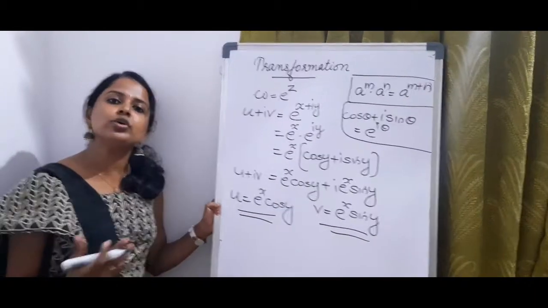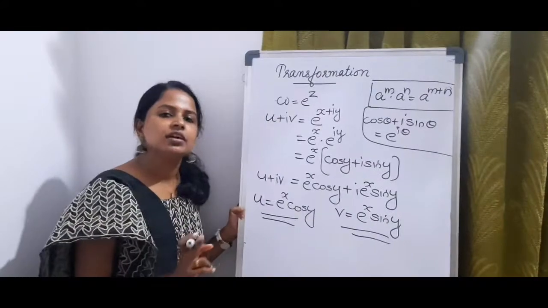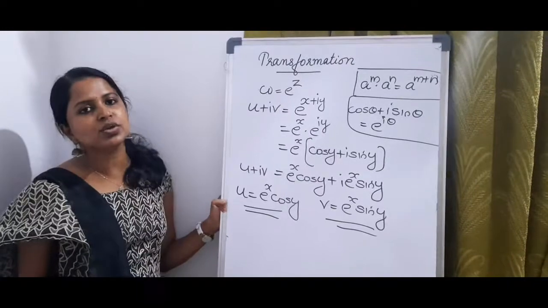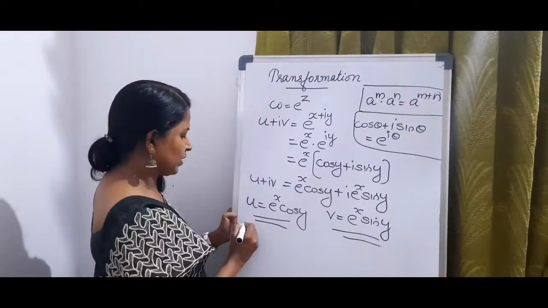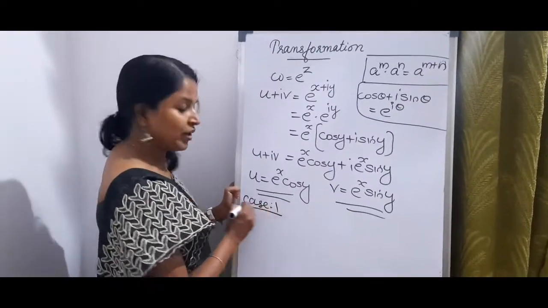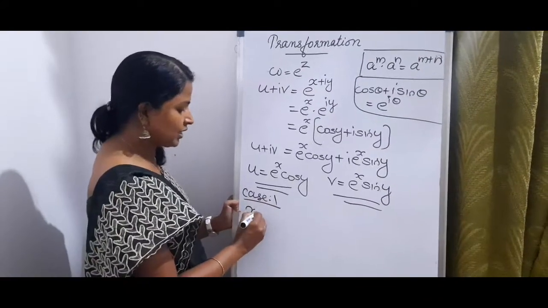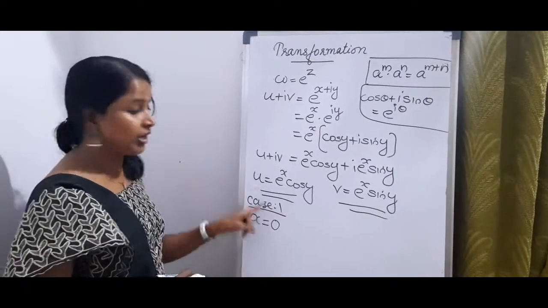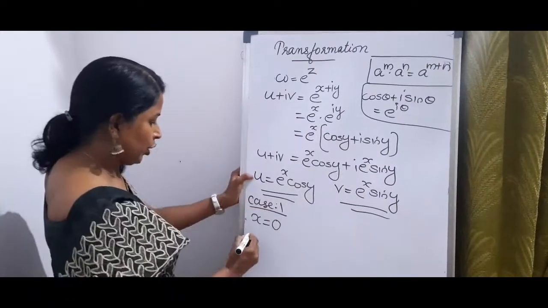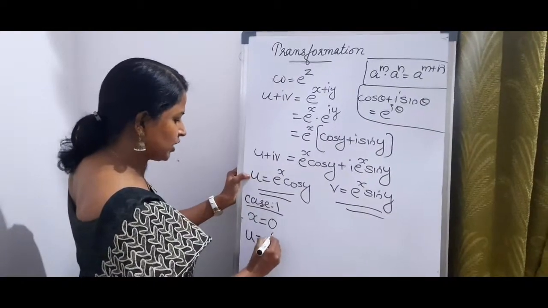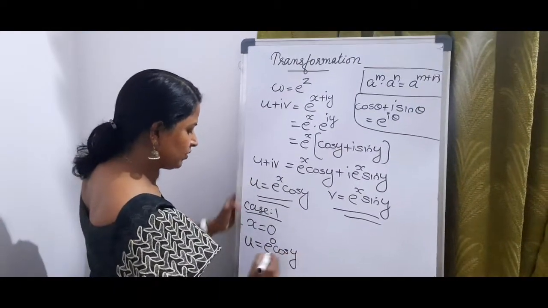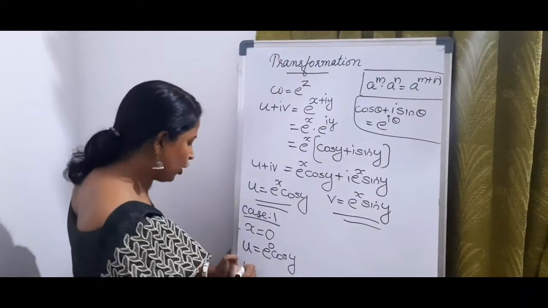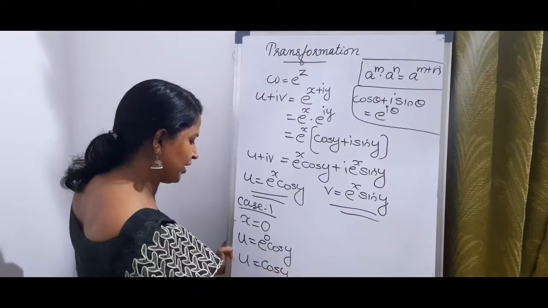Then we consider two cases. In the first case, we consider the values of x, and in the second case, we consider the values of y. So, case 1, first we take x equal to 0. Put x equal to 0 in this u and v. u equal to e raised to 0 cos y. What is e raised to 0? e raised to 0 is 1. So, u equal to cos y.